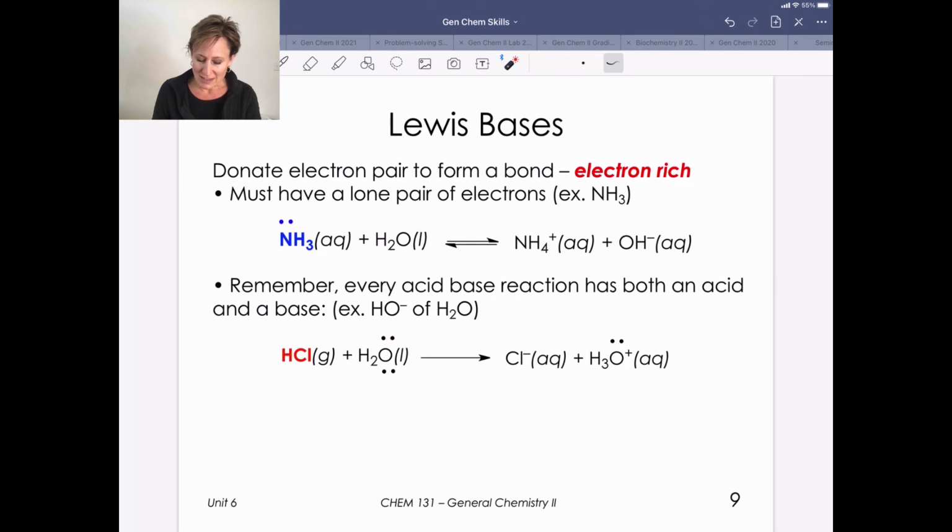So we could even think about hydroxide in water here serving as a Lewis base here. So in this case, we're going to have HCl serving as our Lewis acid, and we're going to have water here serving as our base. So lots of ways that we can expand how we think about acids and bases and wrap up our unit here on acids and bases.